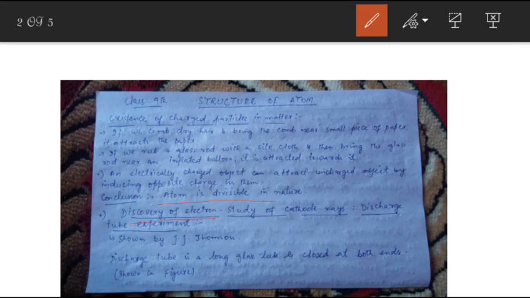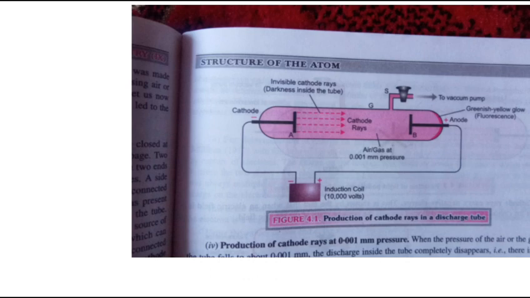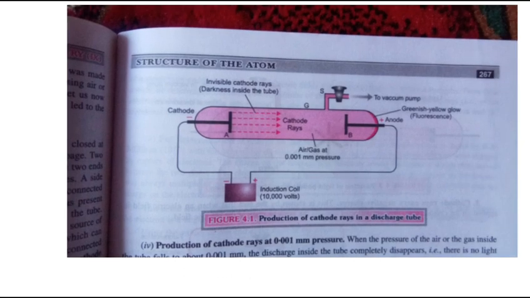Before discussing the discharge tube experiment, you should know what a discharge tube is. It is a long glass tube closed at both ends, used to store gaseous substances, any gaseous particle. You will see the structure of the discharge tube. This is the structure of the discharge tube. It is long and cylindrical in shape.